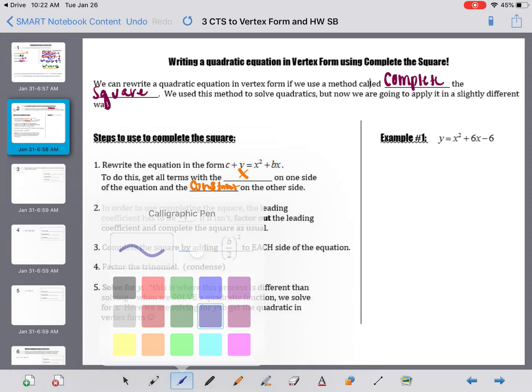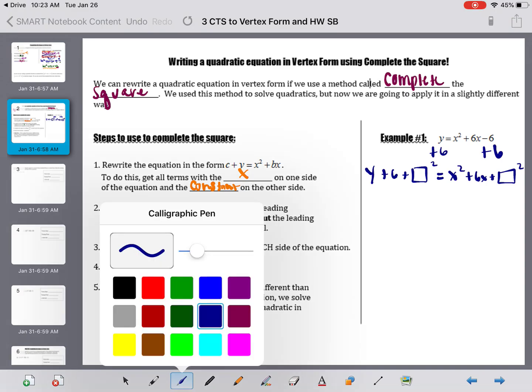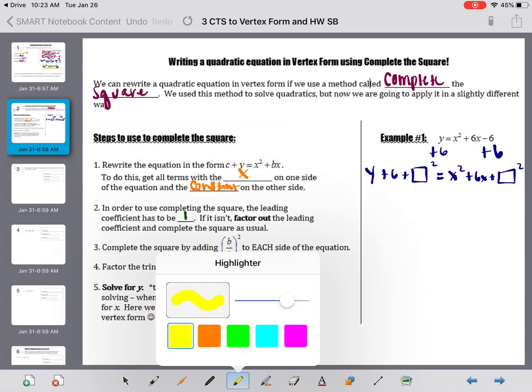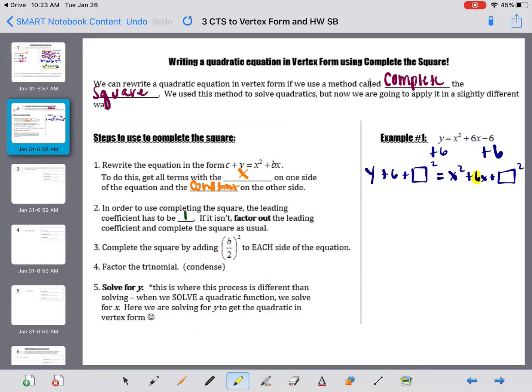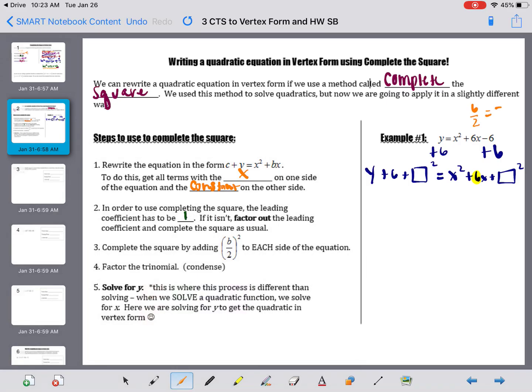So what we're going to do is take this number in the back and move it over the other side. So we're going to take that -6 and we're going to add it. We're going to move it over with the y. So we get y plus 6. And I'm going to put plus a box squared. Equals x squared plus 6x plus a box squared. To fill in those box squares, we're just going to take our middle term, in this case 6, and divide it by 2. So off to the side somewhere, we have 6 divided by 2, which is 3. That's what we're filling in our boxes with. We have 3 squared. B divided by 2 squared.